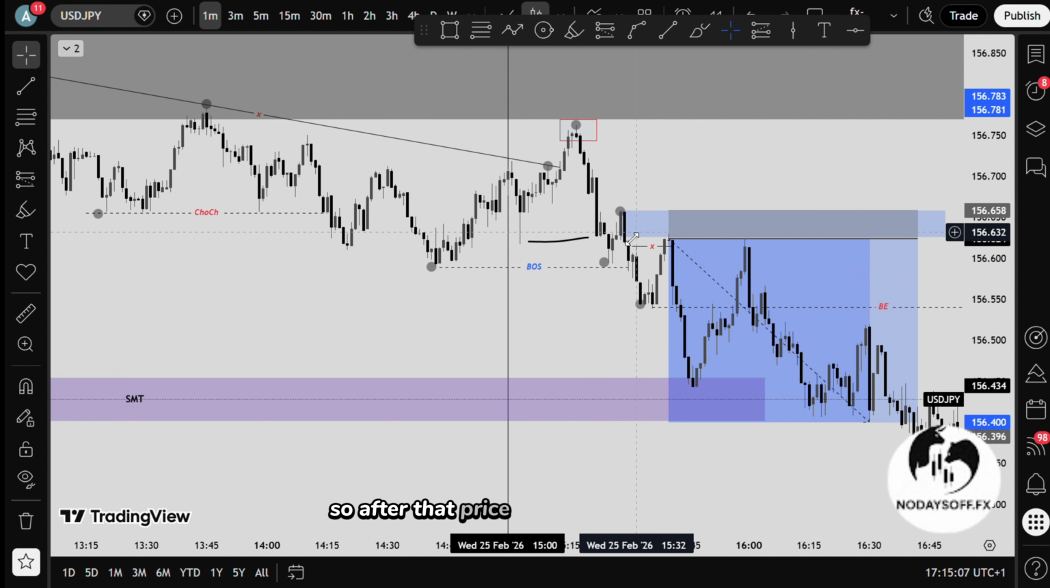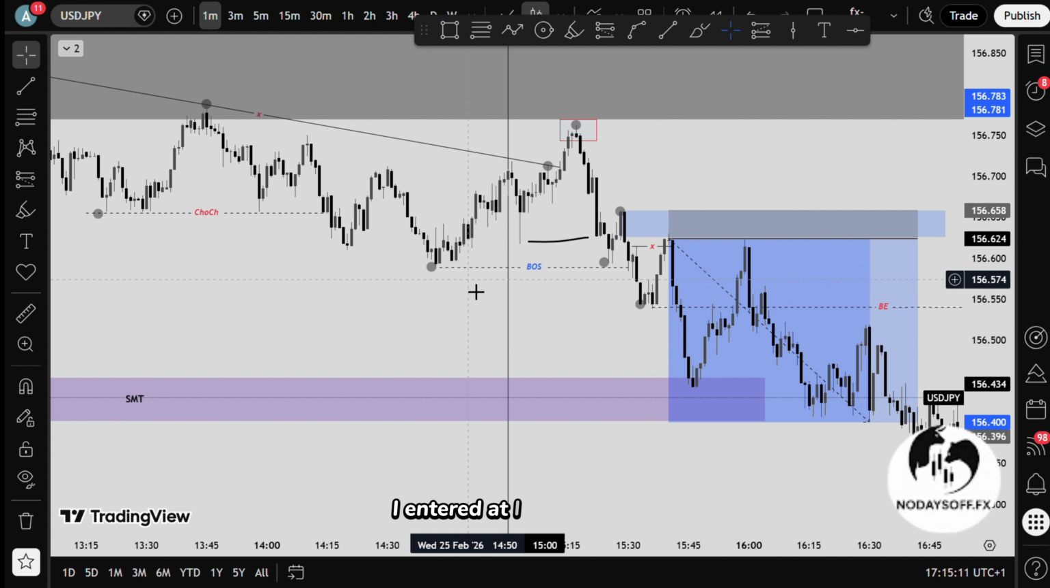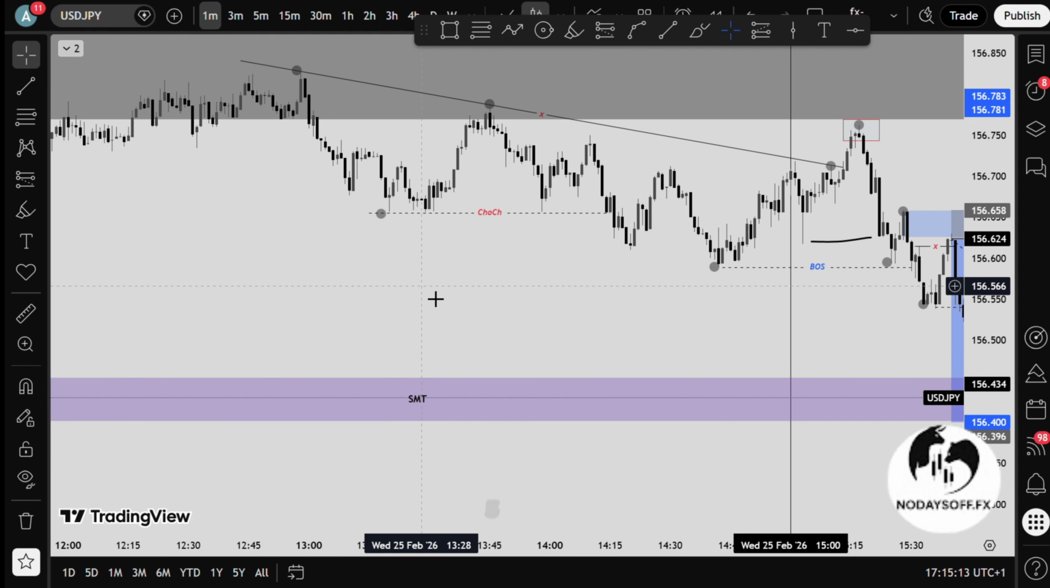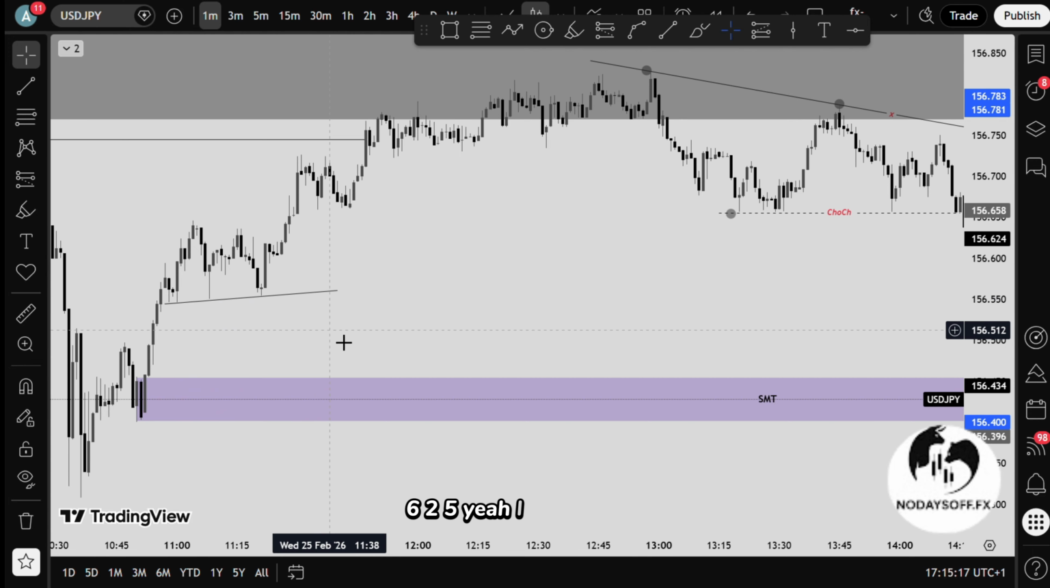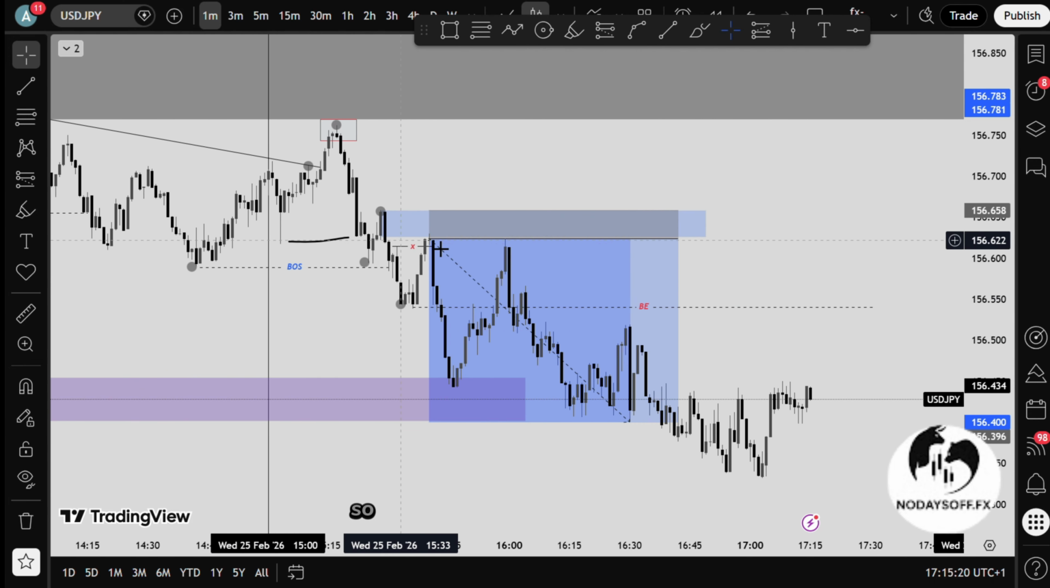So after that, price mitigated into my zone. I entered at 156,625. I entered at 156,625. So I was in profit.